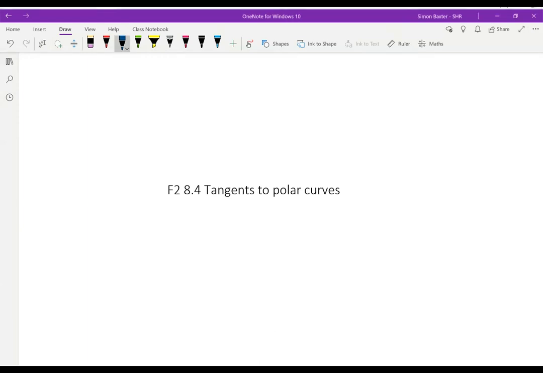In this video, I'm going to look at tangents to polar curves. We are only going to look at tangents which are either parallel to the initial line or perpendicular to the initial line.